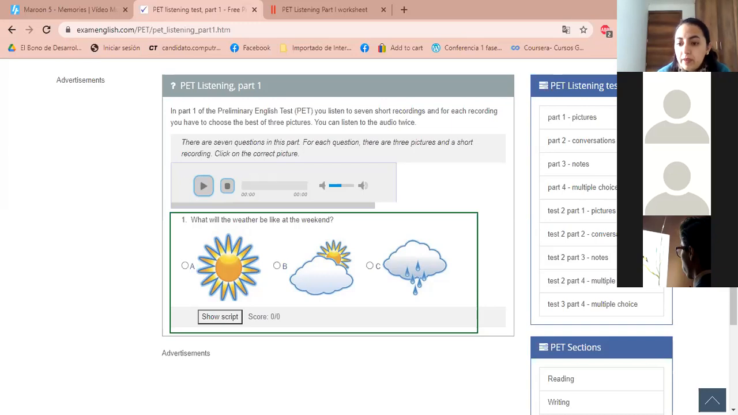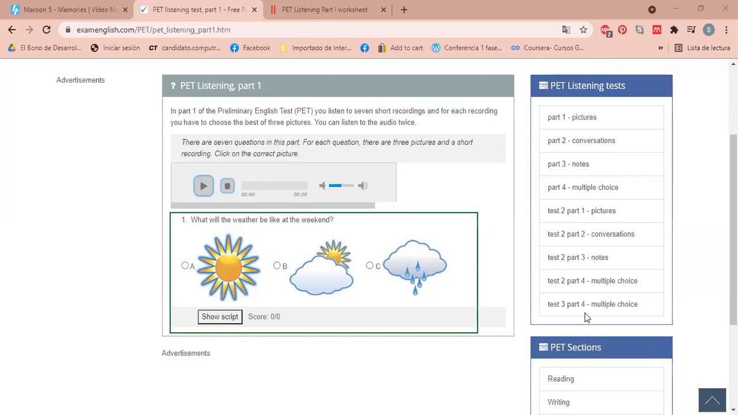So, can you please help me reading the first question, Moni? ¿Puedes ayudarme leyendo la pregunta número 1, por favor? Okay, teacher. What will the weather be like at the weekend? Thank you. What will the weather be like at the weekend?